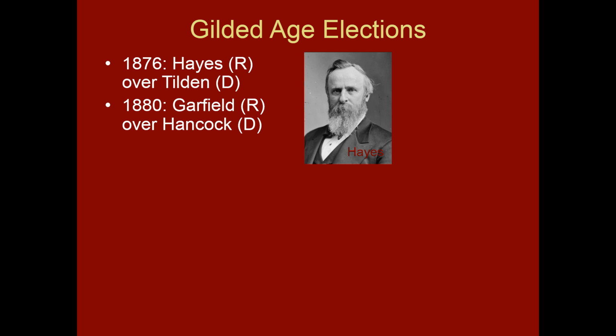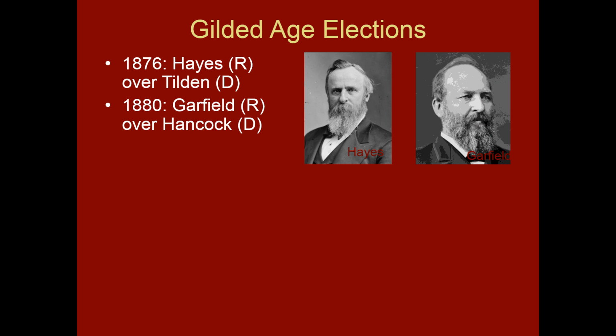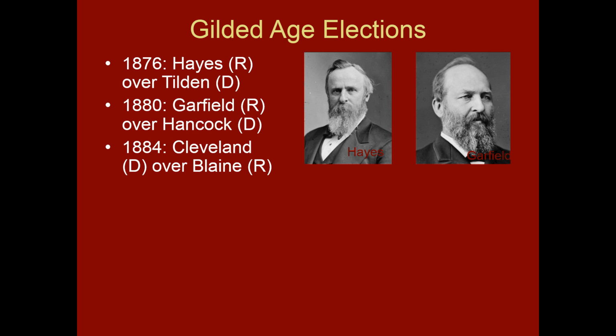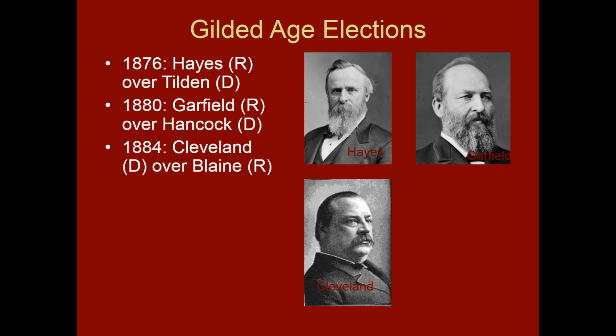In 1880, we have another Republican victory in the person of James Garfield, who in his first year in office was assassinated and replaced by Chester Arthur. And then in 1884, the first Democratic president since James Buchanan before the Civil War was elected, and that was Grover Cleveland over James G. Blaine.